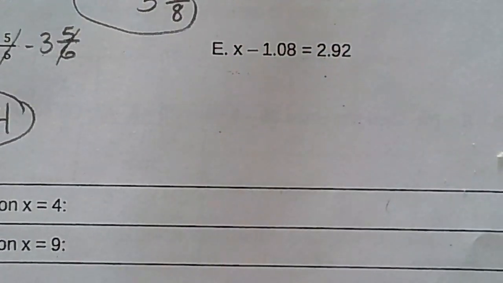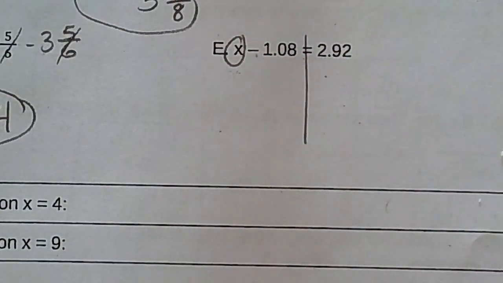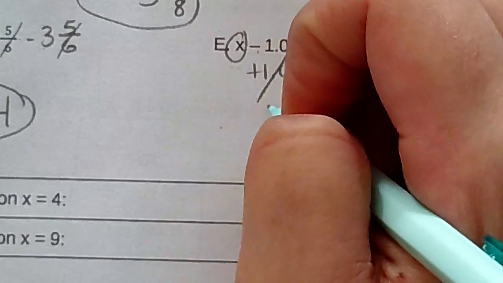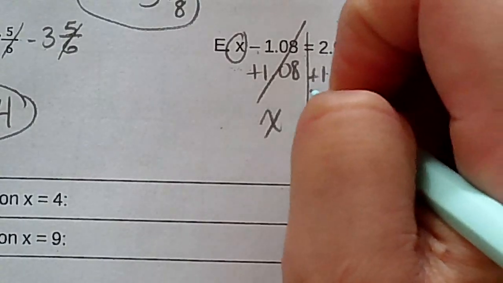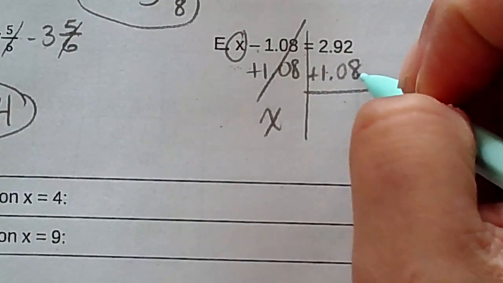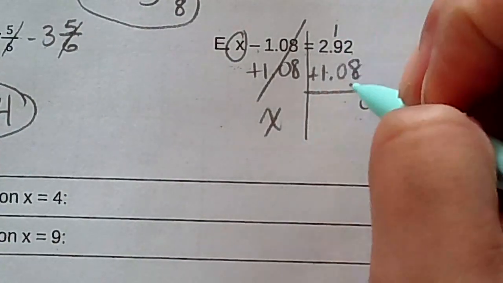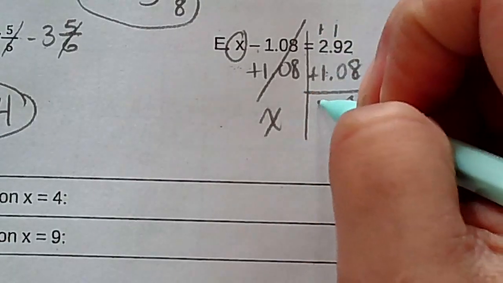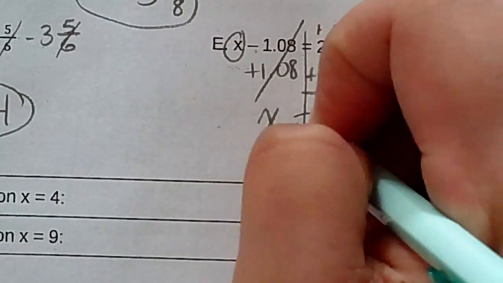And E. Draw the line, circle the variable. This is subtraction, so I have to do the inverse, which is add. Plus 1.08, that cancels out. I'm left with x. I'm going to add plus 1.08. I'm adding decimals, so I'm lining up the decimal points. 8 plus 2 is 10, carry the 1. 9 plus 1 is 10, carry the 1. 2 plus 1 plus 1 is 4. When I'm adding, the decimal point drops straight down, and x equals 4.